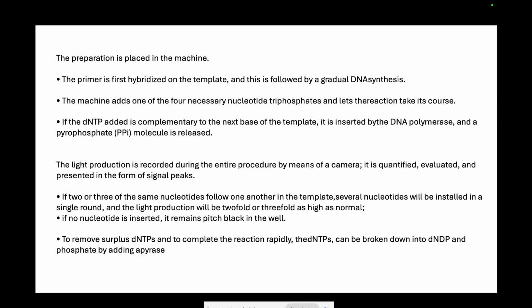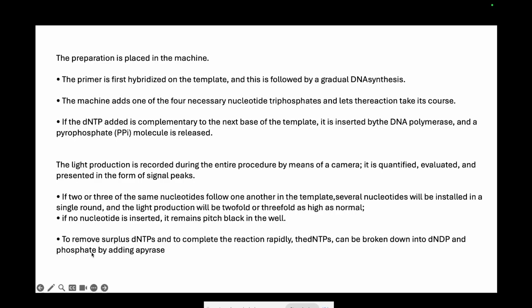So if you have a repeat region in the genome where you have, say, five A's together, the peak at those five positions will be proportional to the number of repeats there. If you have five, you'll have a certain peak. If you have 10, you'll have twice that peak. So the intensity is proportional to the number of the same nucleotide one after another. And if no nucleotide is inserted, it will remain dark and no light signal will be emitted.